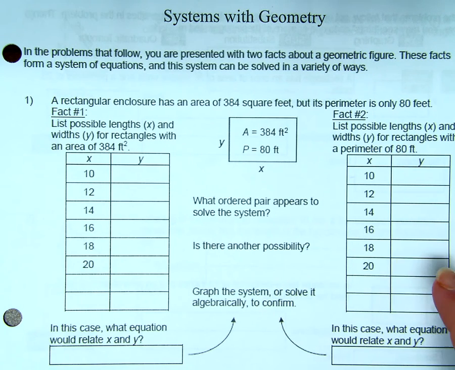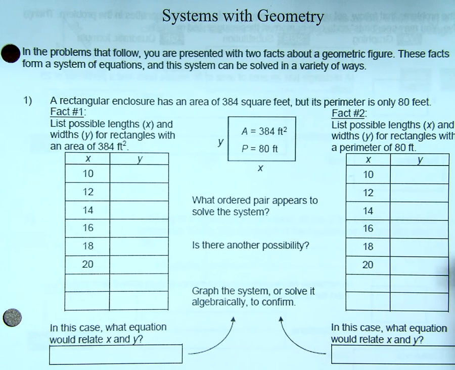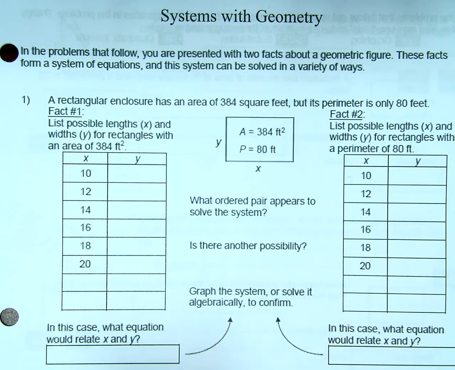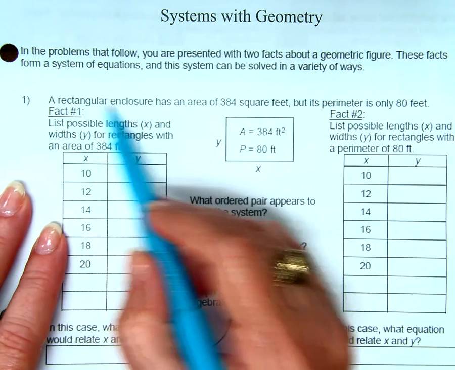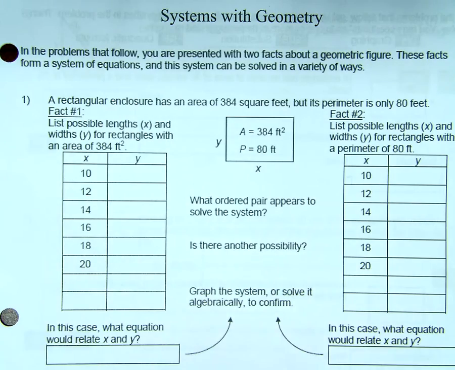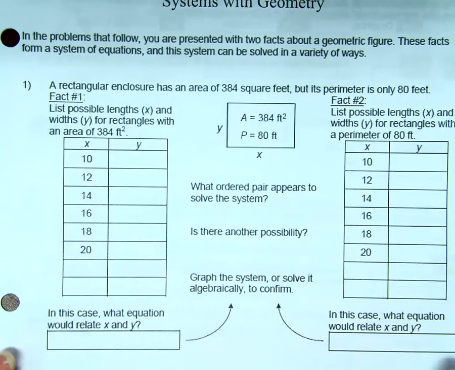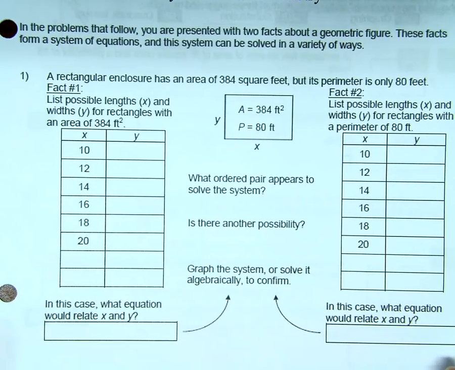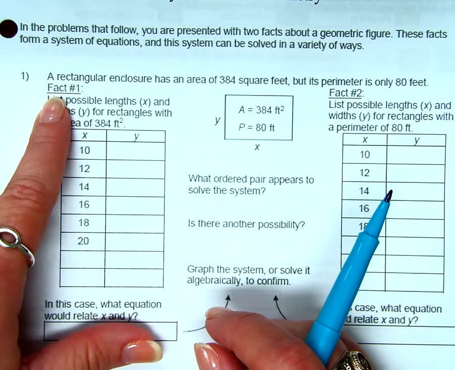In the problems that follow, we're presented with two facts about geometric figures. These facts form a system of equations, and this system can be solved in a variety of ways. Okay? So, a rectangular enclosure has an area of 384 square feet, but its perimeter is only 80 feet. So let's look at fact number 1.